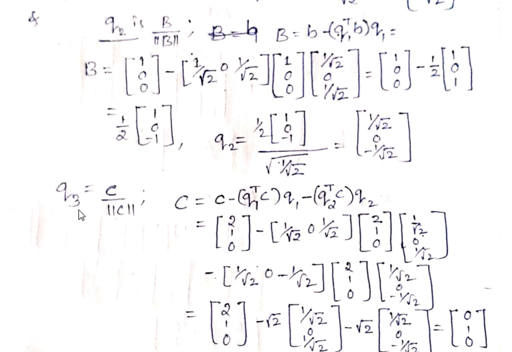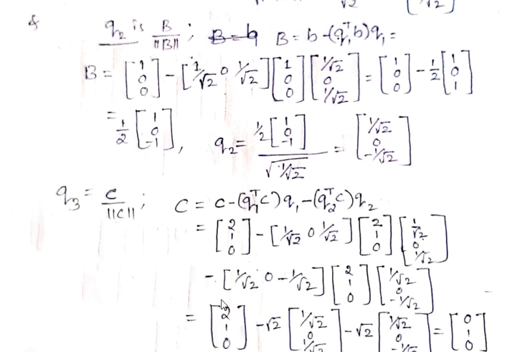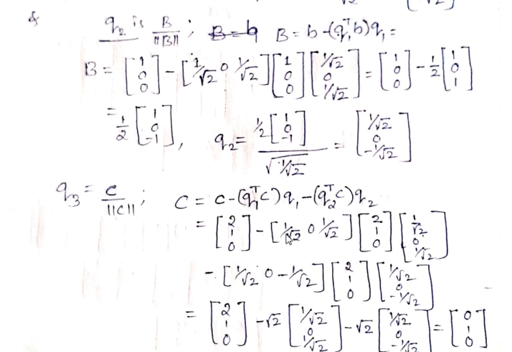Now let's find Q3. Now Q3 is C divided by the magnitude of C. Then how is this C to be found? This capital C is small c minus Q1 transpose C, Q1, and Q2 transpose C, Q2. So the C value, as we already know, C is 210. We use that one, and Q1 transpose is 1 by root 2, 0, 1 by root 2. And this one, C is as it is, and again the value of Q1, and similarly for this Q2.